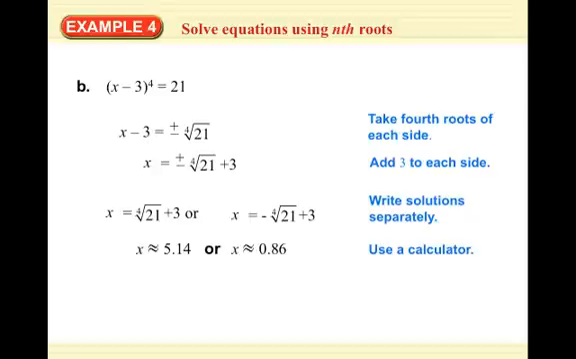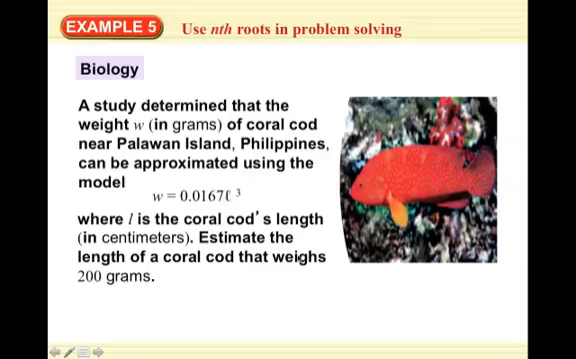If we want to approximate our answers, I do want to point out these are the exact answers. And if you're told to leave the answers in simplest radical form, that's the form you want to leave it in. If we want to know the approximate value, we can use our calculator and do 21 to the 1/4 power plus 3, and that's going to give us 5.14, and negative, and then parentheses, 21 to the 1/4 power, plus 3, and that's going to give us 0.86.